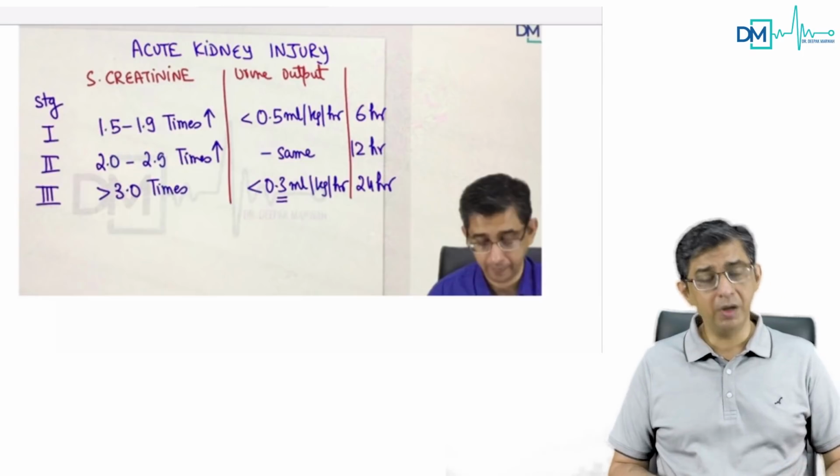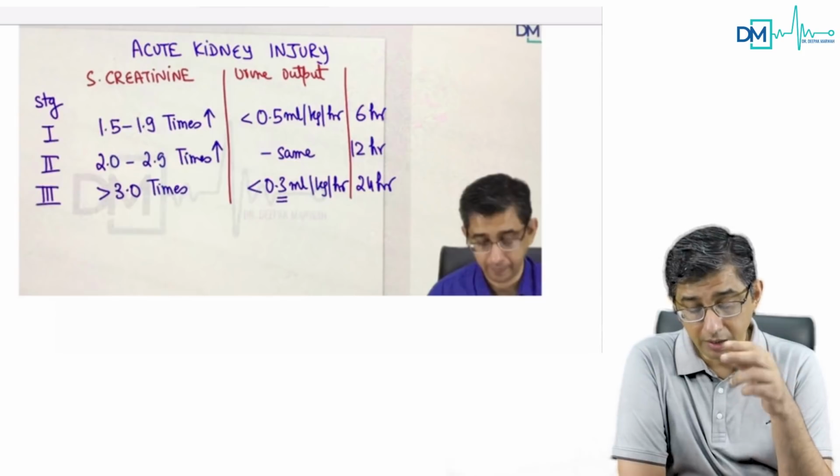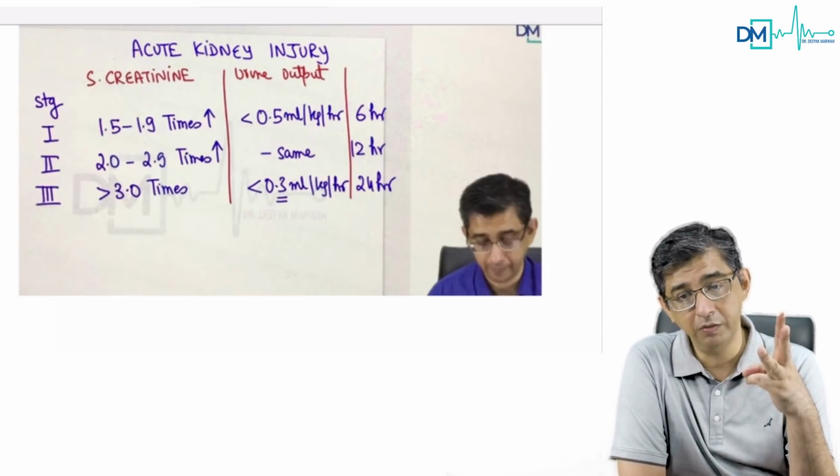And how to remember it? AKI stage 2 is where there's doubling of serum creatinine. AKI stage 3 is where there's tripling of creatinine.